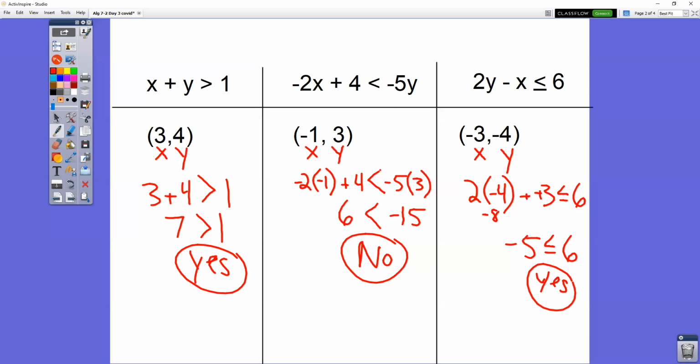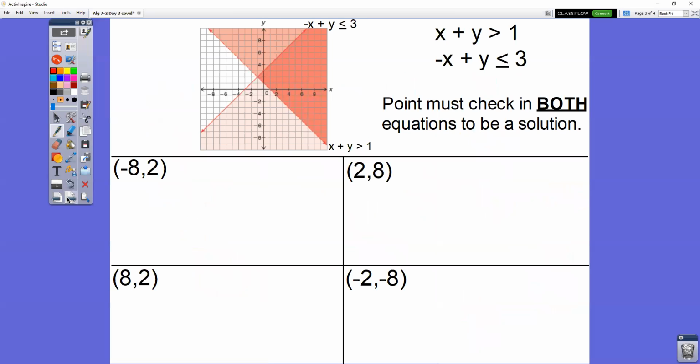Be very careful. One little side note. Let's say that we solved this and we got 6 is less than or equal to 6. Do you think this would be a yes, or do you think this would be a no? Well, I know it looks weird, but because of the or equal to, this would be a yes, because it says 6 is less than or equal to 6. So that type of statement would be a yes. This type of statement, 6 is less than 6, without the or equal to, that would be a no. So just be aware of things like that. So that was subbing it into a single inequality.